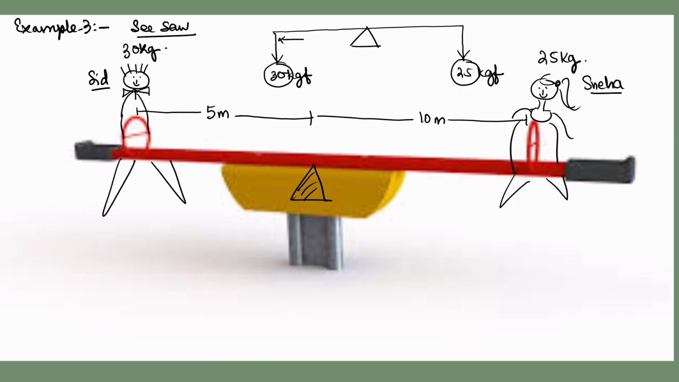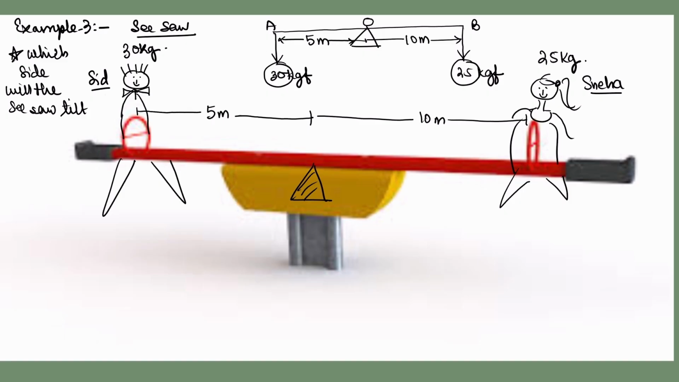What is the distance of Sid? Where is he sitting? 5 meter from the fulcrum or the pivot, right? And where is Sneha sitting? 10 meters from the pivot. All right, so let's say this is point A, this is point B. The question that we are asking here is, which side will the seesaw tilt? Which side will go down? Will Sneha move down or will Sid move down?